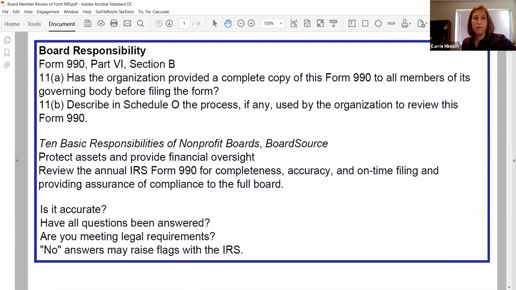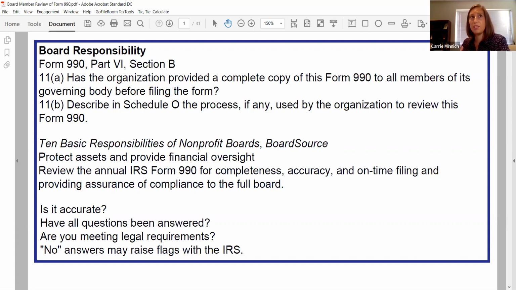So oftentimes a nonprofit organization will have an external CPA or an accountant prepare the 990 for them, which is completely fine. However, as a board member, it is really your responsibility to make sure that that 990 is prepared properly and on time. There's actually a question on Form 990 that asks, has the organization provided a complete copy of this Form 990 to all members of its governing body before filing the form? This means that an exact copy of what is filed with the IRS needs to be provided to all of your board members prior to filing the 990 in order for this question to be answered yes.